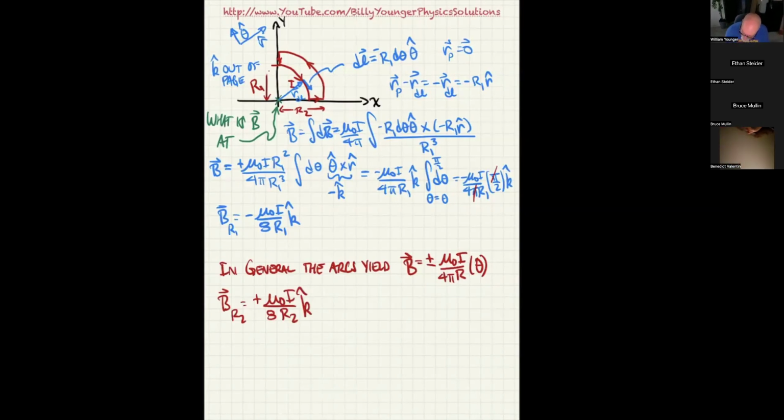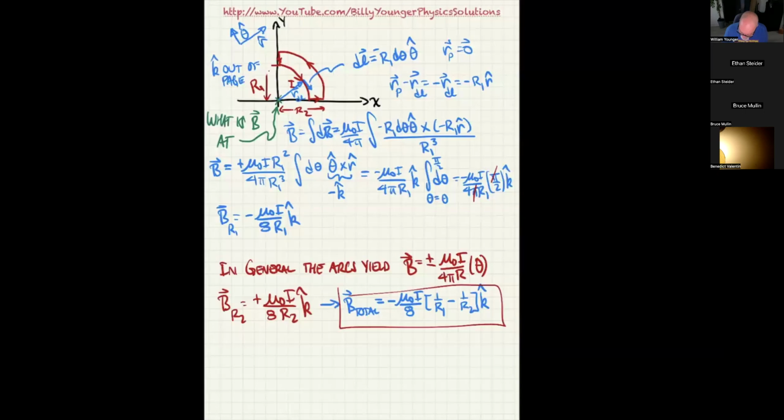So I can say B total is equal to, the bigger one is going to be the negative one. So I'm going to say it's negative mu 0 I over 8 times, now I'm going to say 1 over R1 minus 1 over R2, and all that's in the k hat direction. Notice the negative going through is going to make the 1 over R2 positive, and the 1 over R1 is going to be negative, and that's completely the answer.